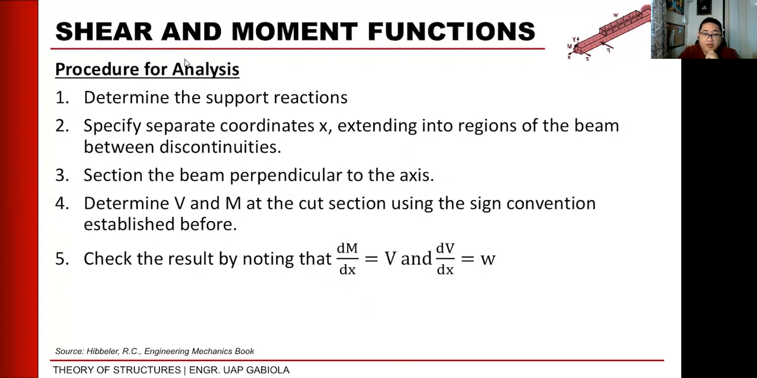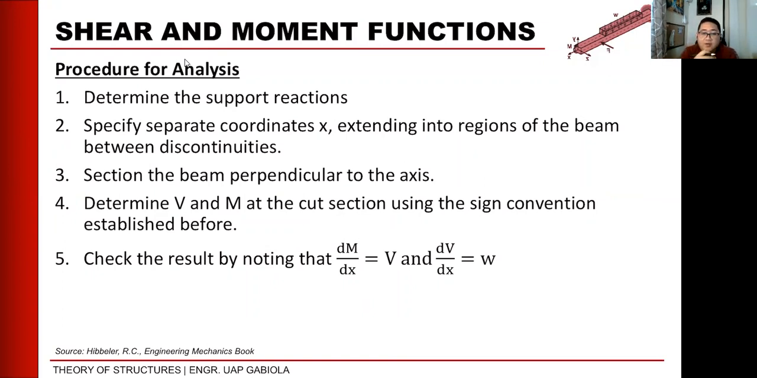Next is specify natin yung coordinate x. So meaning yung mula doon sa pinakadulong support hanggang doon sa cut section natin, yun yung tatawagin nating x. And then kung may mga applied loads in between niya, ima-minus na lang natin yung mga distances niya. And next is section natin yung beam perpendicular to axis. So, nag-cut na nga tayo ng section. And then determine natin yung shear and moment natin at the cut section using yung sign convention natin: dapat lagi yung normal force natin is tensile, yung shear force natin dapat magkaroon ng clockwise rotation, then si moment dapat mag-cause ng curvature upward o ng lift dun sa beam natin.